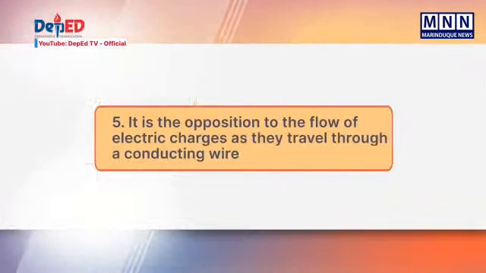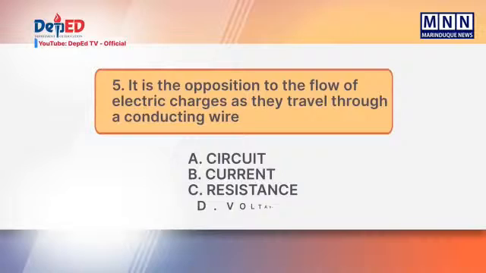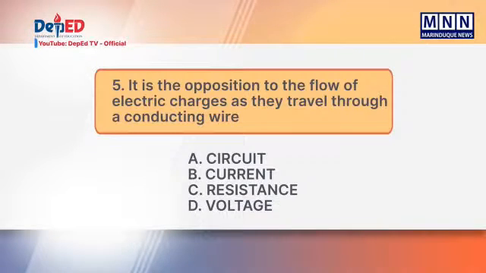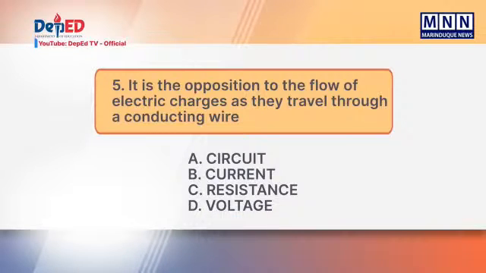It is the opposition to the flow of electric charges as they travel through a conducting wire. A. Circuit, B. Current, C. Resistance, or D. Voltage? The correct answer is C. Resistance.